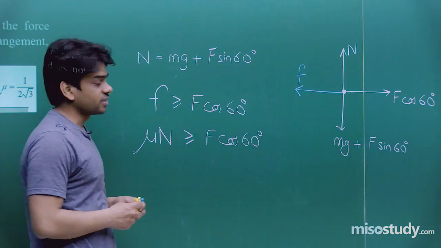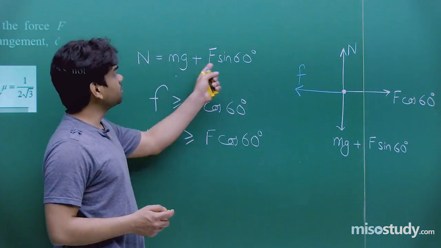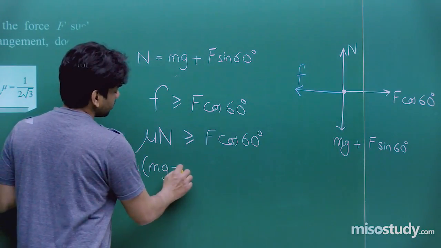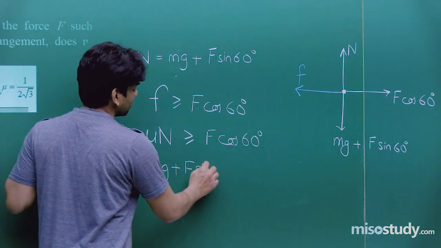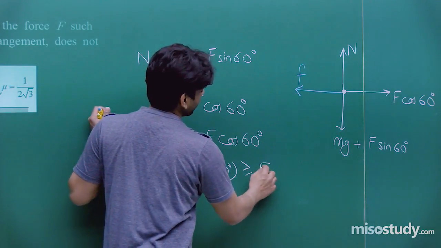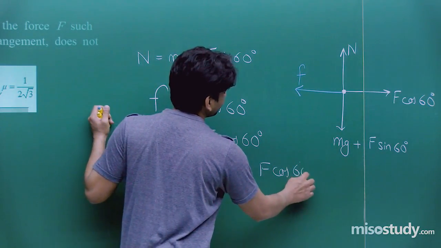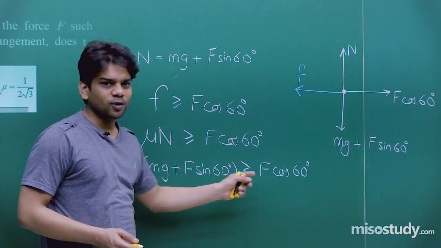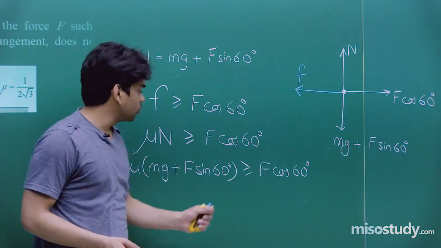Now mu into N, where N is mg plus F sin 60 degree. So mu into (mg plus F sin 60 degree) will be greater than or equal to F cos 60 degree. So we obtained till here. Now we have to only put in the values. Everything is quite clear to us.